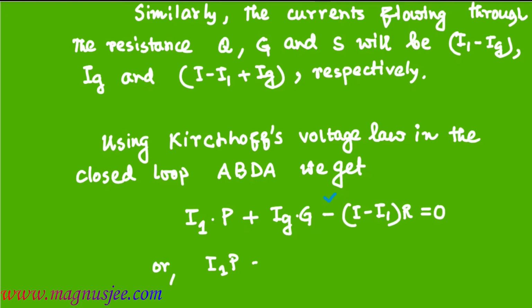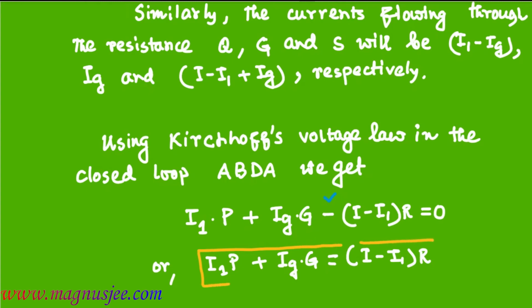So I1 into P plus Ig into G equals I minus I1 into R. This is equation 1, derived by using Kirchhoff's voltage law in the closed loop ABDA.